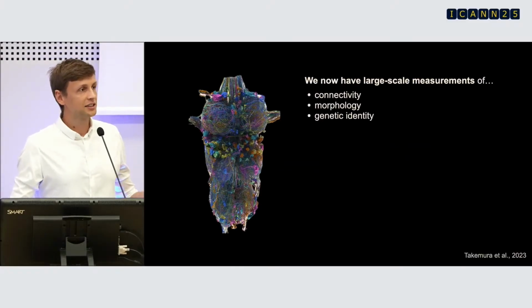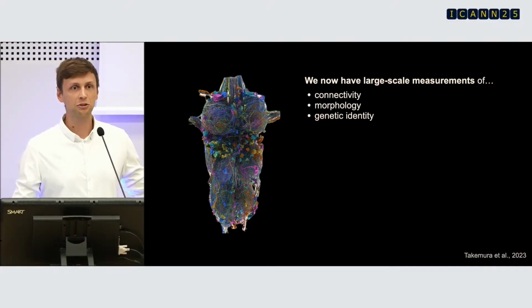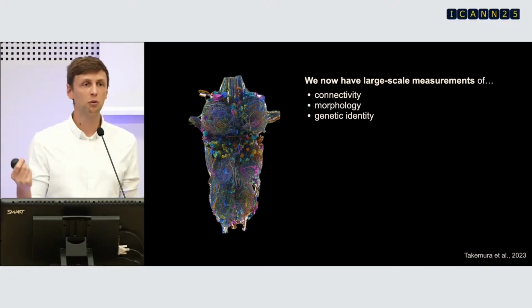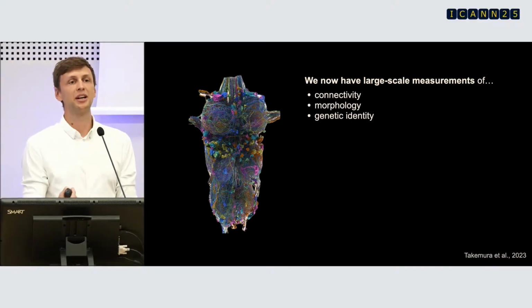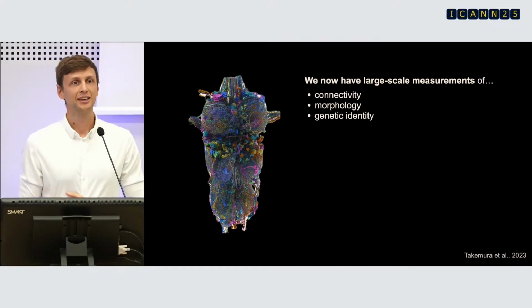Now, I think it's really tempting to just say, well, why don't we just turn it on, right? We know exactly the connectivity matrix of each of these neurons. We sort of know what they're doing. Why don't we just put this into a simulation and let it run?